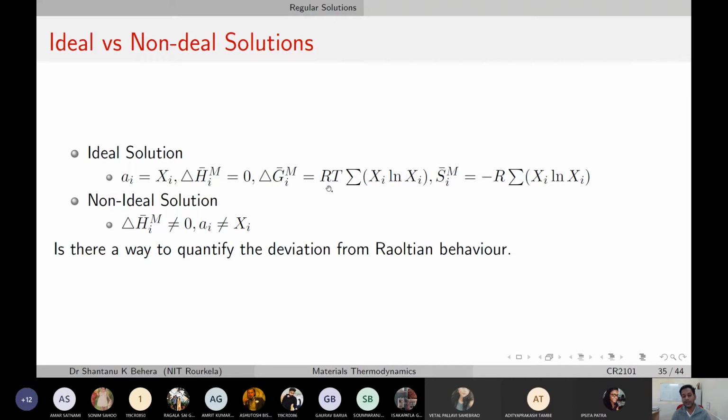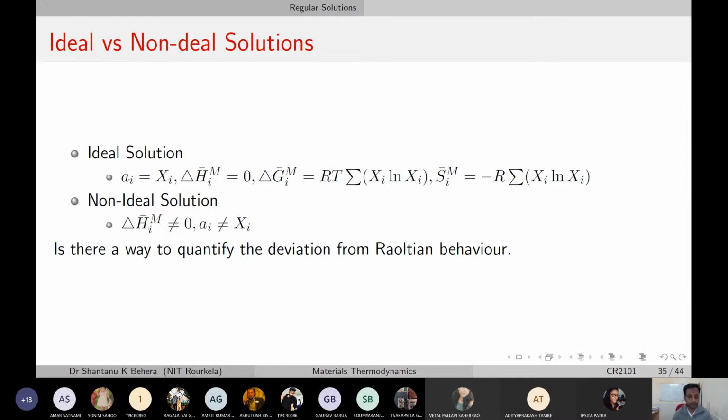The free energy change is negative. Did I say positive before? No, it should be negative. The free energy change is negative and the entropy change is positive, right? And there is no enthalpy contribution, and a_i remains equivalent to the mole fraction. And these attributes are given in Raoult's law, right?